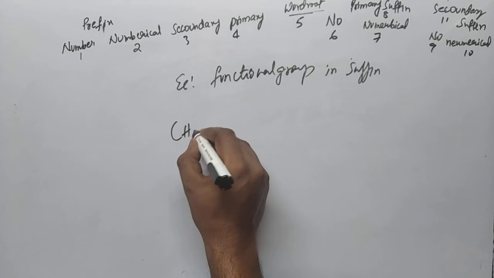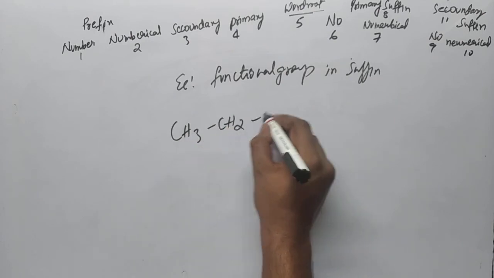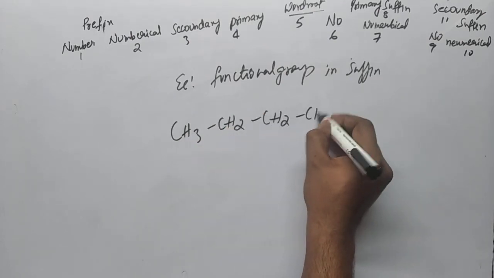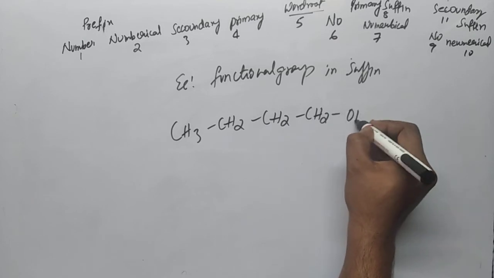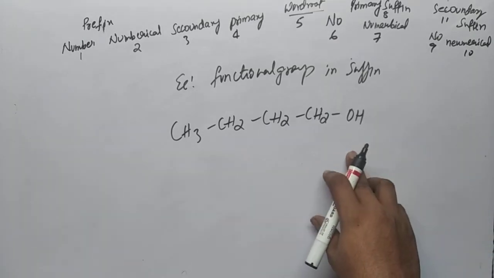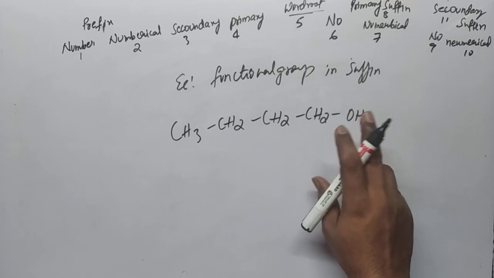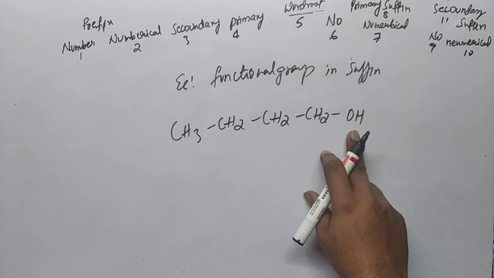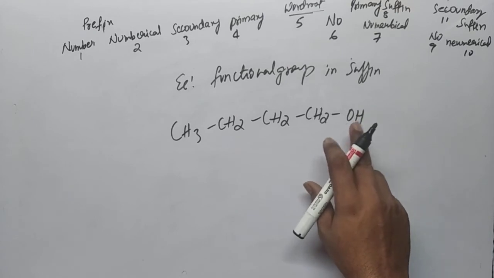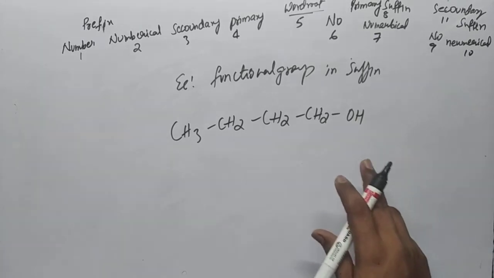suppose we have a carbon compound. Okay, this is a carbon compound. Here we have a suffix. So whenever you have any functional group, it should be given the minimum number. Yesterday we saw this in the numbering rule.